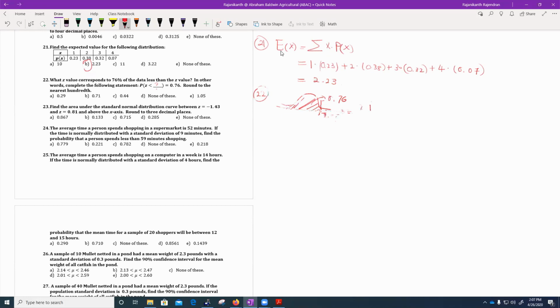So the z value is given by the inverse norm function with the left area 0.76. Since I'm using a z distribution, you don't need to mention the mean and standard deviation. The default values are 0 and 1, so you don't need to put them. If you find that answer, it is going to be 0.71. Therefore, my corresponding z value is 0.71, which is again choice B.